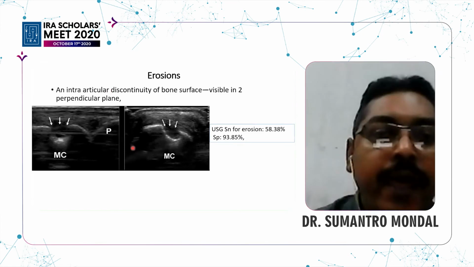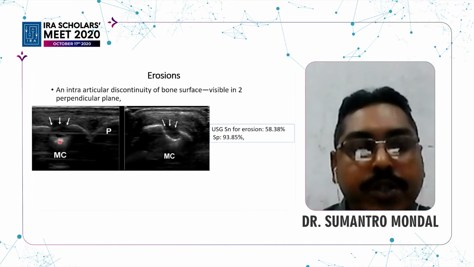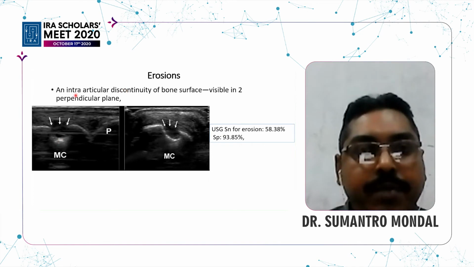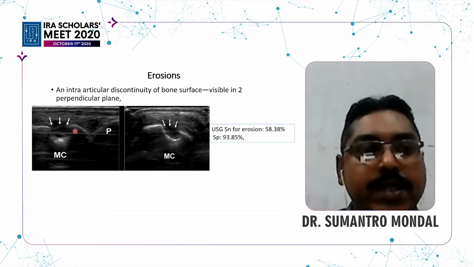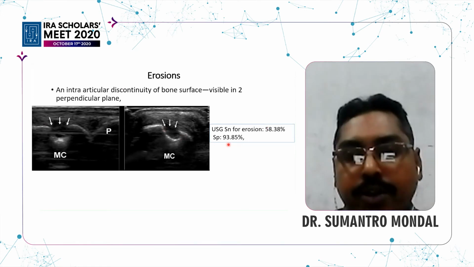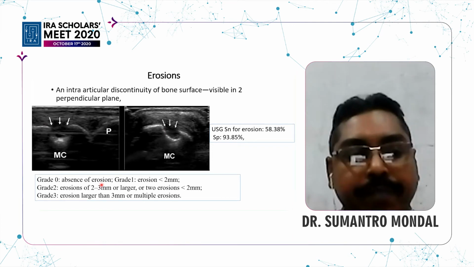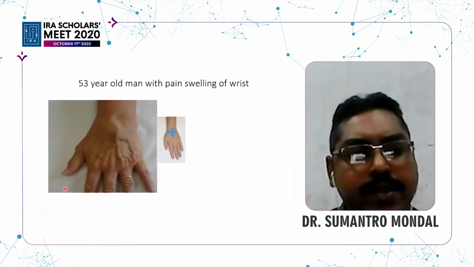Another thing which can be detected by ultrasound is erosion, defined as an intra-articular discontinuity of the bone surface, and it should be visible in two planes. This is the long axis view and this is the axial view. The sensitivity of USG is low for erosion, however the specificity is quite high, and ultrasound is superior to conventional radiograph to detect erosion early. We can grade erosion accordingly, and it is graded from 0 to 3.